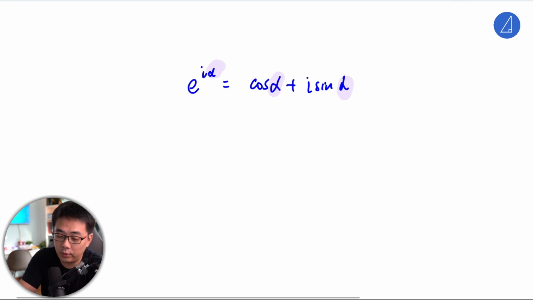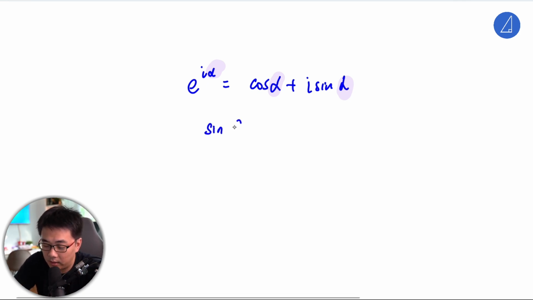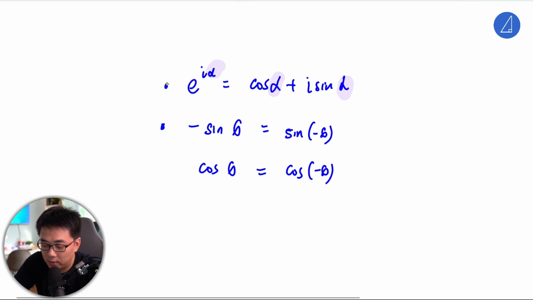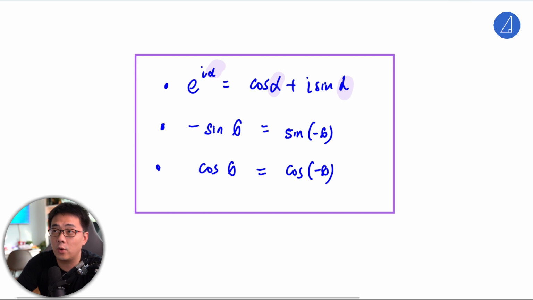And also the trigo identity that we like to use is negative sine theta equals sine negative theta, and cosine theta is equal to cosine negative theta. So these are the few things you just need to take note of. These are the three main ingredients needed to do this kind of question.